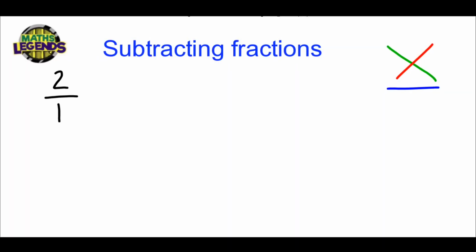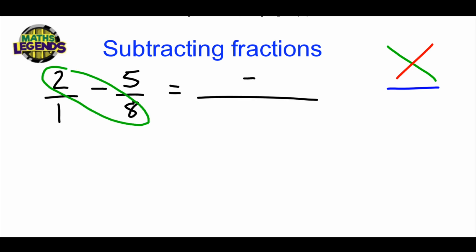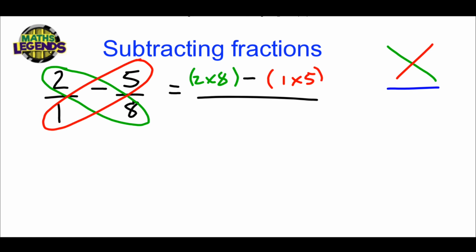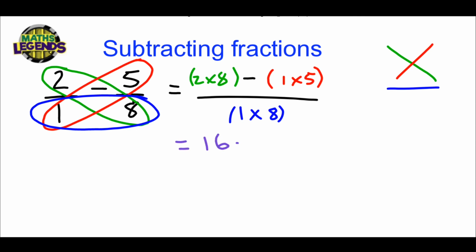2 over 1 minus 5 over 8. We start with the first cross, which is 2 times 8. Then the next cross, which is 1 times 5. Then we do the bottom, which is 1 times 8. And we then simplify. 16 minus 5 over 8, which is 11 over 8, which is the same answer we got previously.